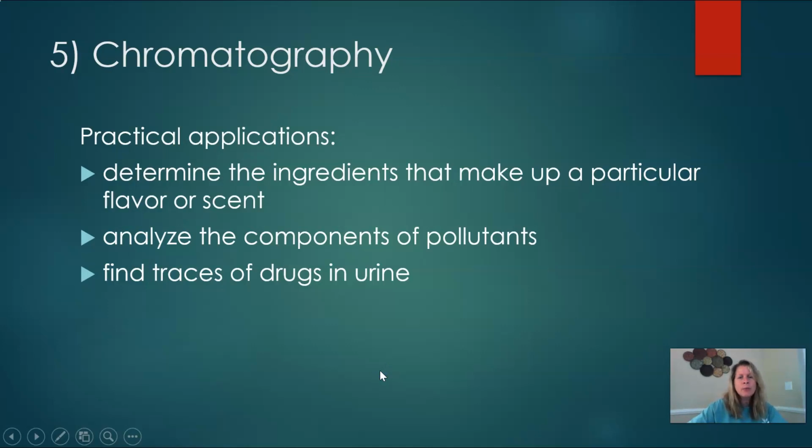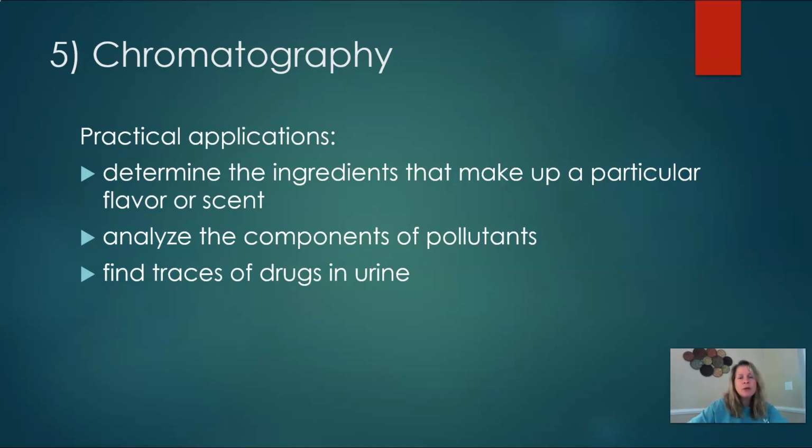Okay, so what are some practical applications for chromatography? Why would you want to separate out pigments? Well, for one, you could do that if you wanted to figure out what types of ingredients made up a flavor or a scent or a color in something. And another thing, let's say that you had a pollutant and you wanted to figure out what the components of that pollutant are. You could run it through chromatography, and based on where the different parts of those pollutants landed on the chromatography paper, how far they traveled, you could tell what types of pigments. You could compare it against a standard and figure out what types of pollutants you have.